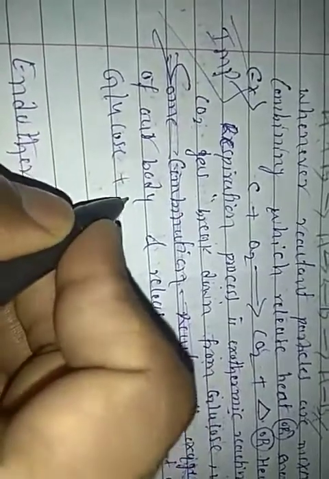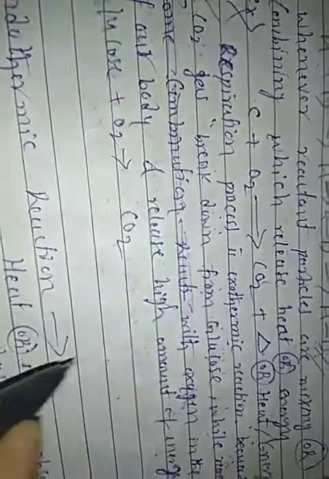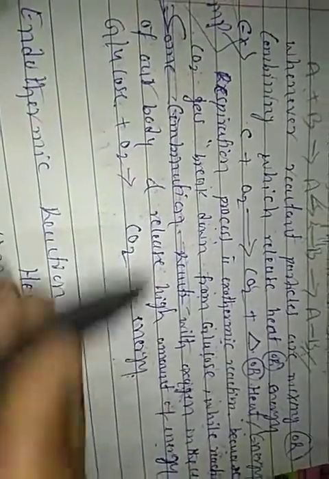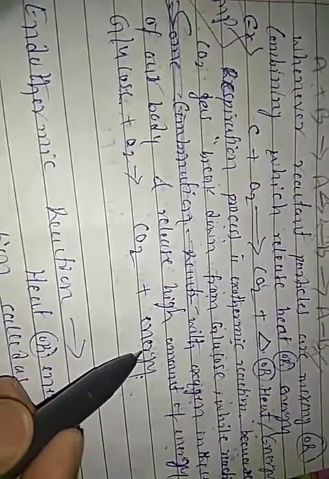So I will write one like this, students. Glucose reacts with oxygen to form carbon dioxide, and energy is produced in our body. Energy is produced when glucose reacts with oxygen to form carbon dioxide. So this is a combination reaction. So combination reactions are exothermic reactions, right? And they release energy. Understood, students?